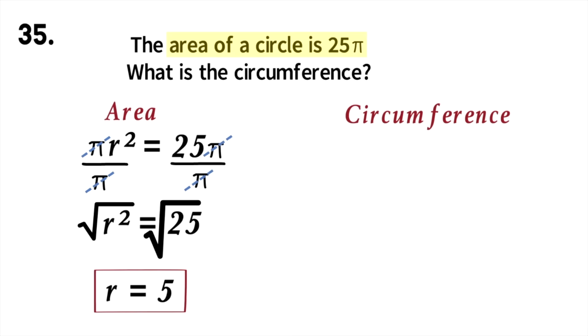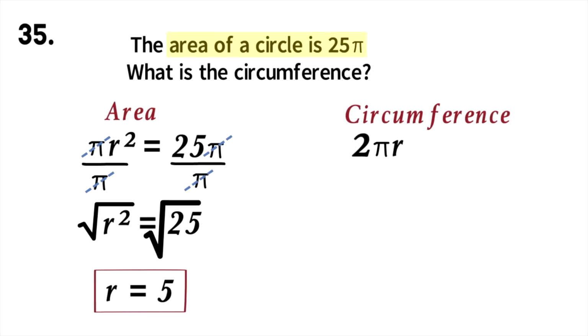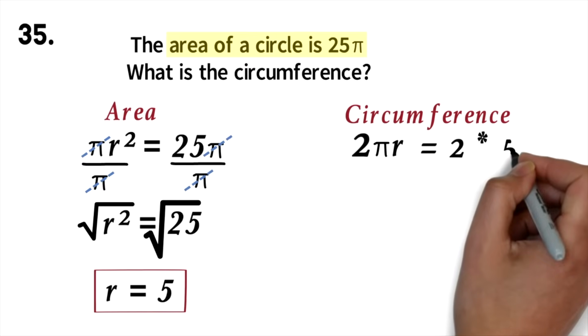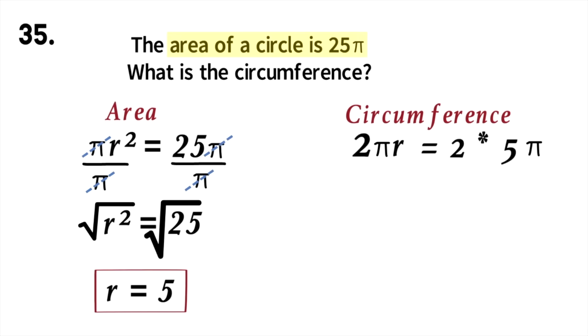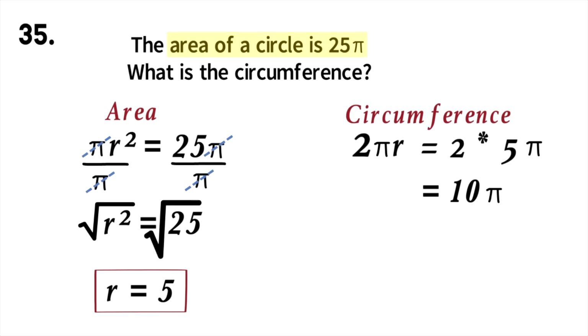Now, to find the circumference, the formula is 2 pi r. We have our r to be 5. So we have 2 times 5 pi. This will give the circumference as 10 pi. Let's look at a similar question.